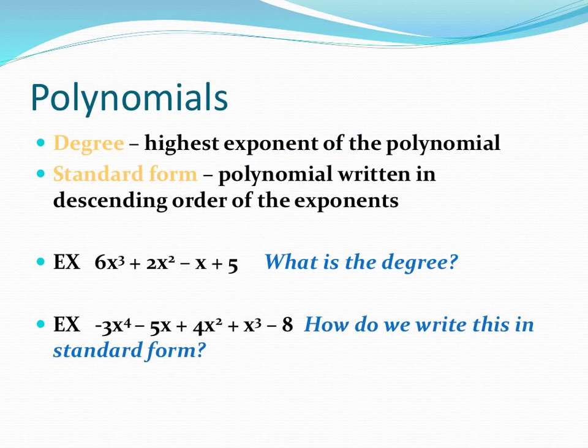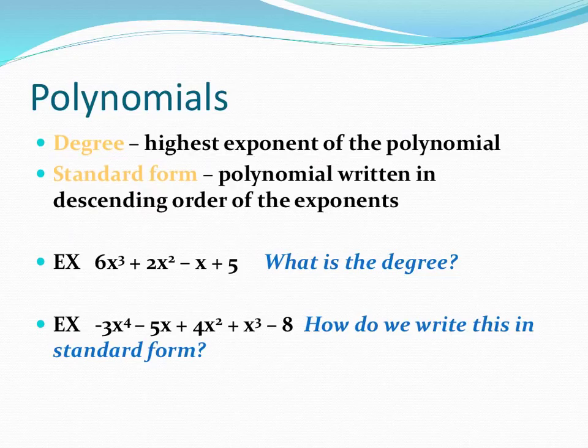In a polynomial, it is always arranged in what we call standard form. And standard form says that a polynomial is written in descending order of the exponents. Now let's talk about the exponents of a polynomial. The highest exponent of a polynomial is known as the degree. So in this example, what is the degree of this polynomial?